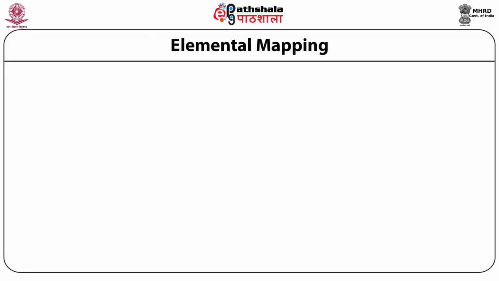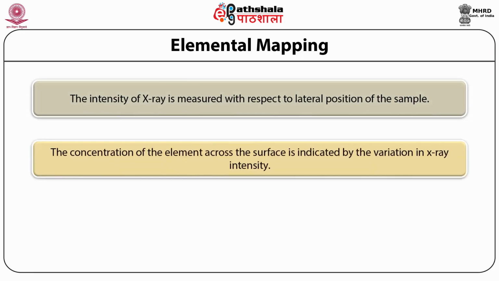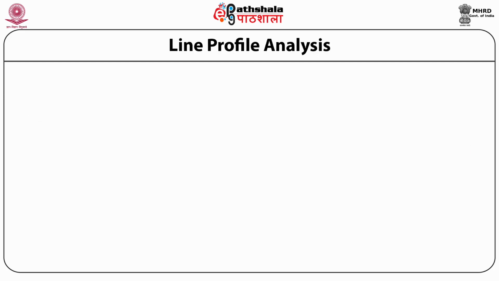We move on to elemental mapping. What is elemental mapping? The intensity of X-ray is measured with respect to the lateral position of the sample. The concentration of the element across the surface is indicated by the variation in X-ray intensity. So it is kind of a line profile showing how the compositional variations are occurring along that line in a given sample. The line profile analysis.